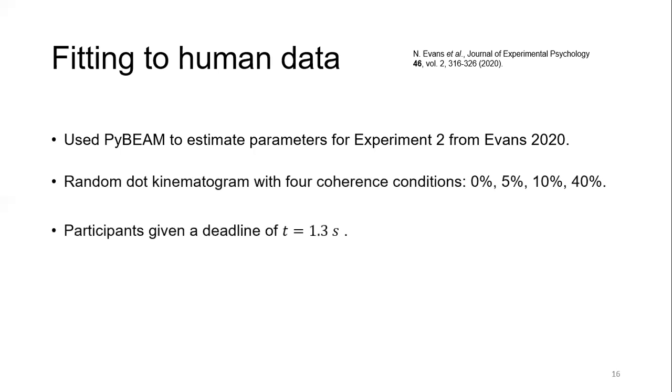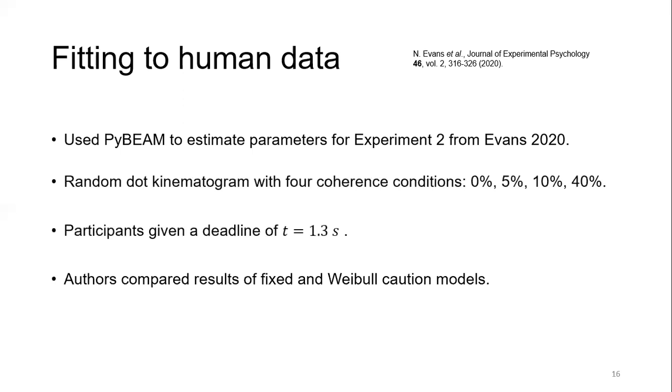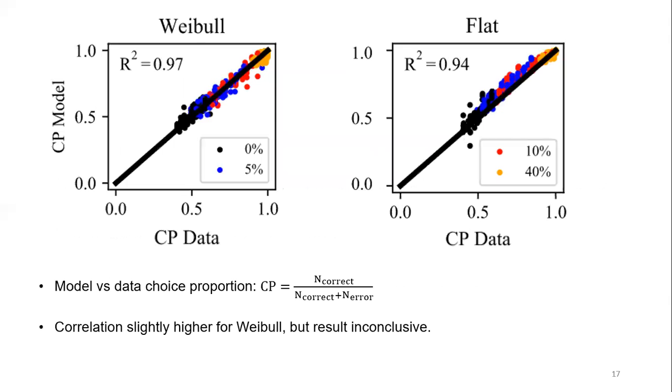Now, in this Evans experiment, they had a random dot kinematogram with 4 different coherence conditions: 0%, 5%, 10%, and 40%. The participants were also given a deadline of 1.3 seconds, meaning they had to have an answer by 1.3 seconds. And the authors of this paper compared the results of fitting the fixed and Weibull Cauchy models to see which of those two better describe the data set. And that is exactly what we're going to be doing with PyBEAM as well.